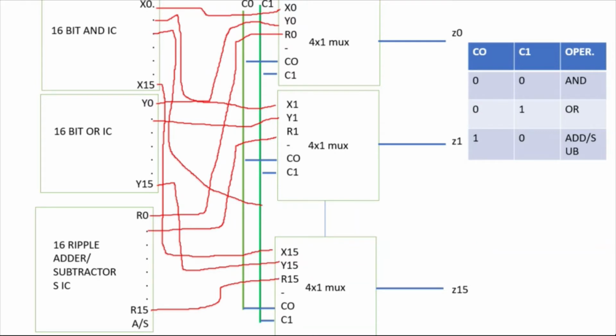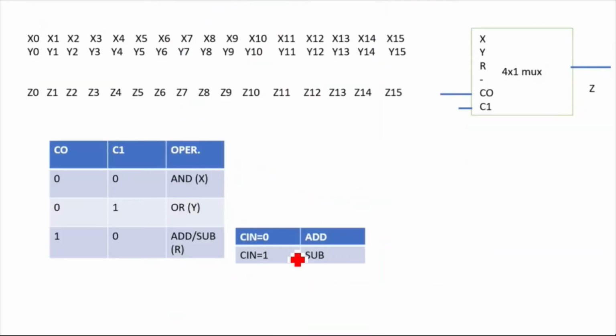Now this is the same way I have taken x0, y0 and some input, and I am telling that this is the z0, how z0 will appear. Here you can see 0 0 AND operation, 0 1 OR operation, 1 0 adder and subtractor. And for adder and subtractor, in your ripple circuit, if A and S is 1, then subtraction. If A and S is 0, then you will get the adder.